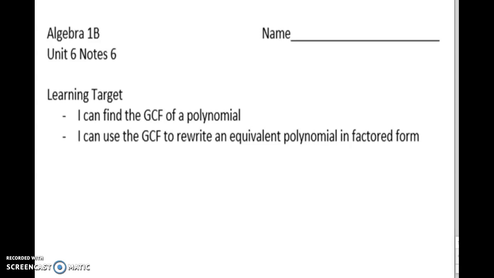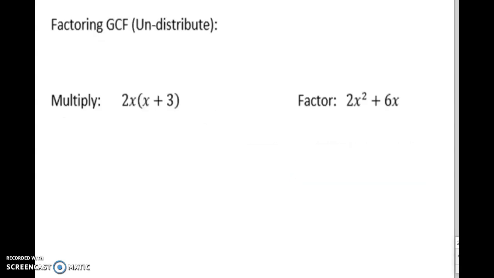Learning targets. Today we're going to be able to find the GCF of a polynomial, and use the GCF to rewrite an equivalent polynomial in factored form. A lot of what we did last week, we're going to undo. We've been multiplying, and now we factor, which undoes that multiplying. You might ask, why am I going forwards and backwards? It's a process that we will eventually apply to the real world. So stay with us. The first one, we're going to go through everything.